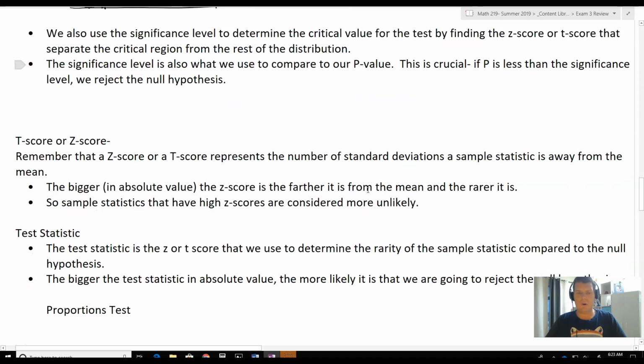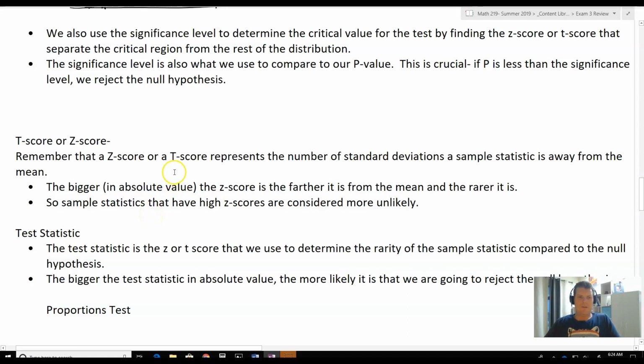All right, t-score or z-score. So this is just a reminder that a z-score or a t-score represents the number of standard deviations a sample statistic is away from the mean. The bigger in absolute value the z-score is, the farther it is from the mean, and then the rarer it is. Okay, so like we have unusual values that are more than 2 standard deviations away. So sample statistics that have high z-scores are considered more unlikely.